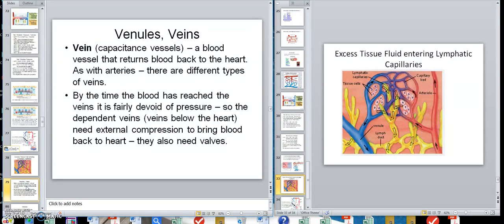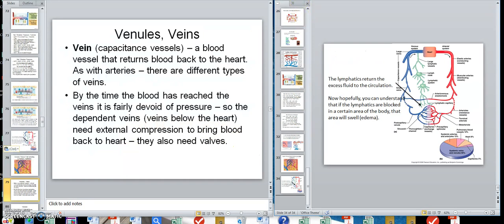Now we can speak on the venules and the veins. The veins are our capacitance vessels, as we said. The technical definition of a blood vessel that returns blood back to the heart. There are different types of veins. First of all, we have what we call superficial and deep veins. Come here, I'm going to make another slide.